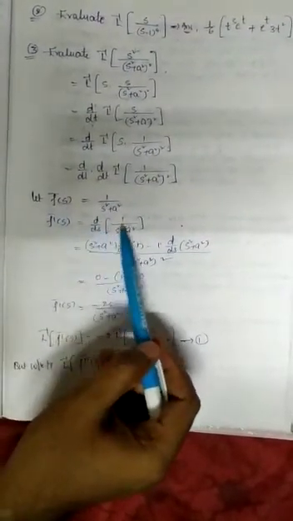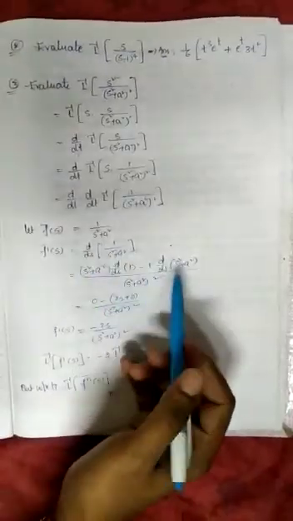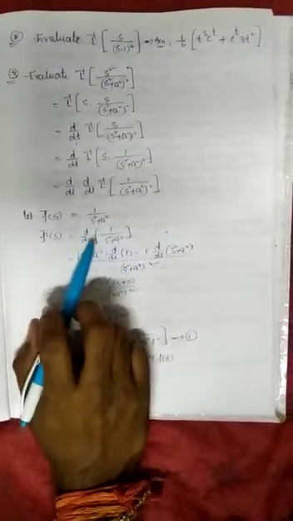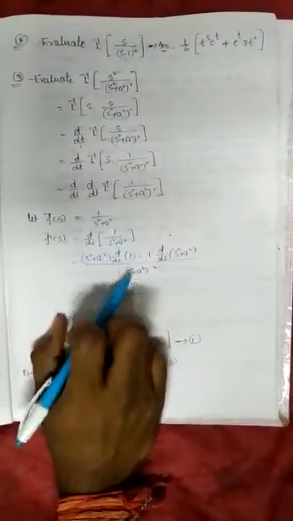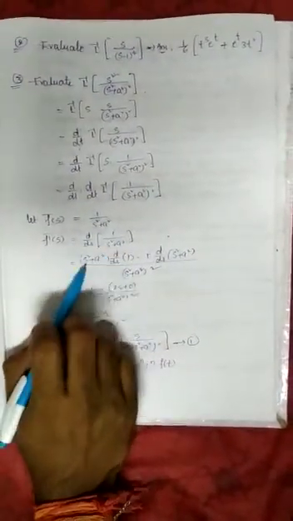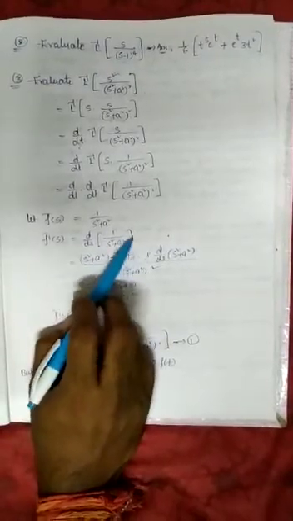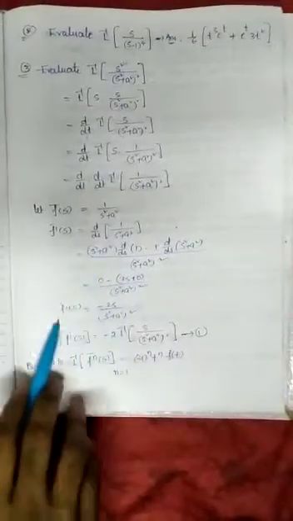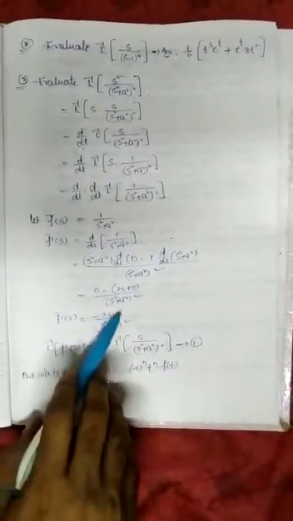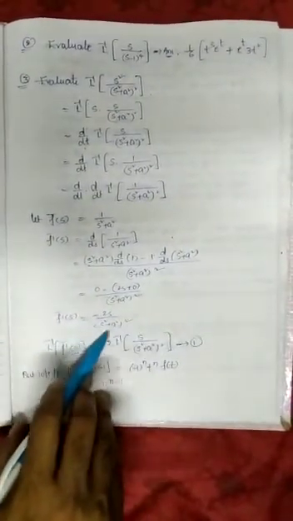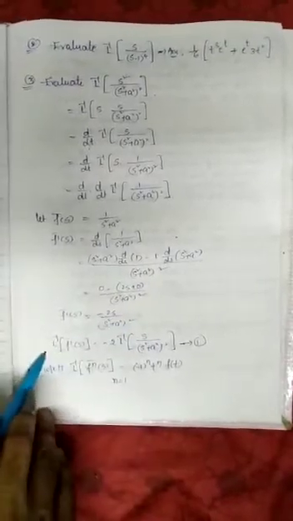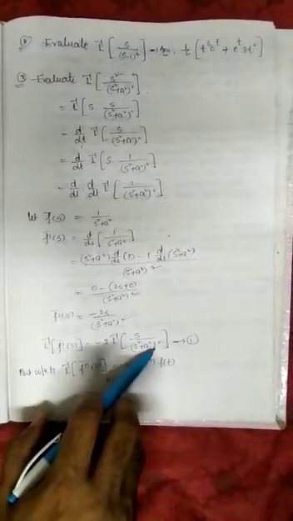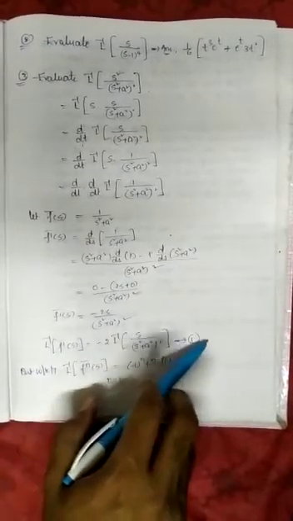So d by ds of 1 by s square plus a square. Use the u by v formula: v into d by ds of u minus u into d by ds of v, by v square. So you will get f dash bar of s equal to minus 2s by (s square plus a square) whole square. We can find Laplace inverse for this function, so apply Laplace inverse and write this minus 2 outside: Laplace inverse of s by (s square plus a square) whole square, considered as equation number 1.